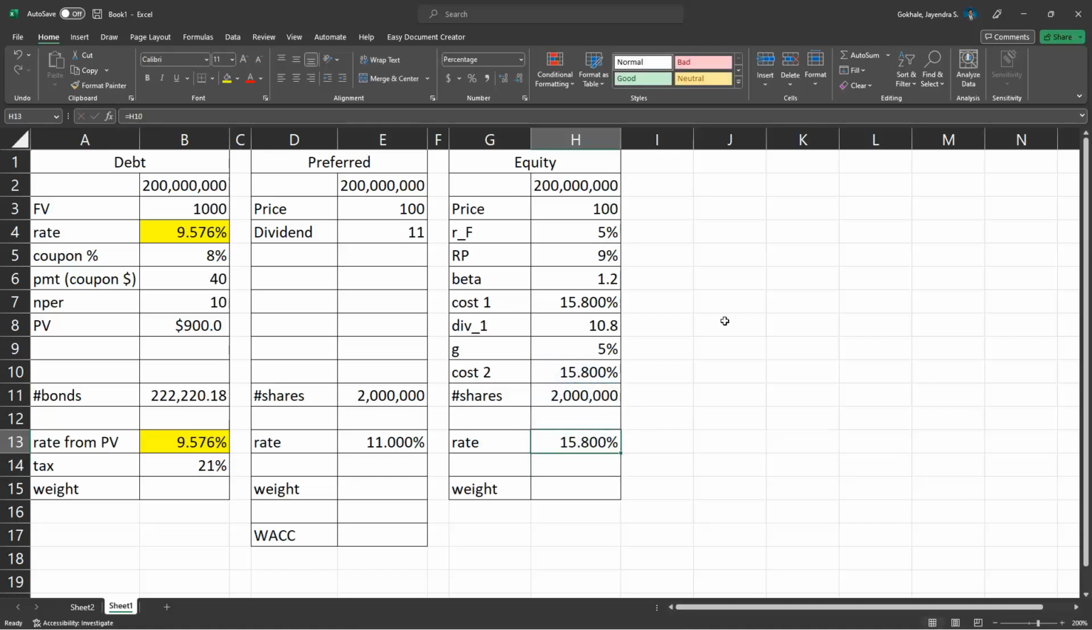Notice how 15.8% is the highest of all three. In fact, if you recall, it is still on the lower side. Industrials on average, per the previous presentation, gave a return on equity between 15 and 22%, sometimes even up to 25%. So this is very, very conservative.